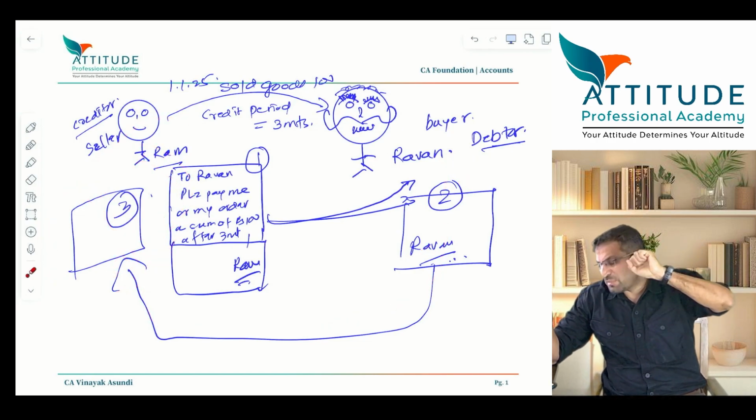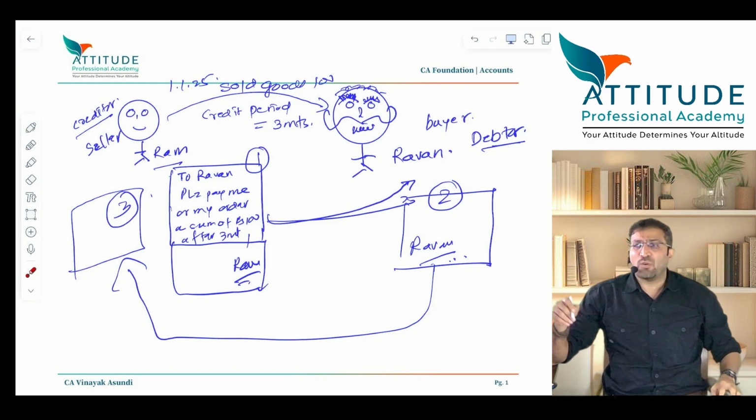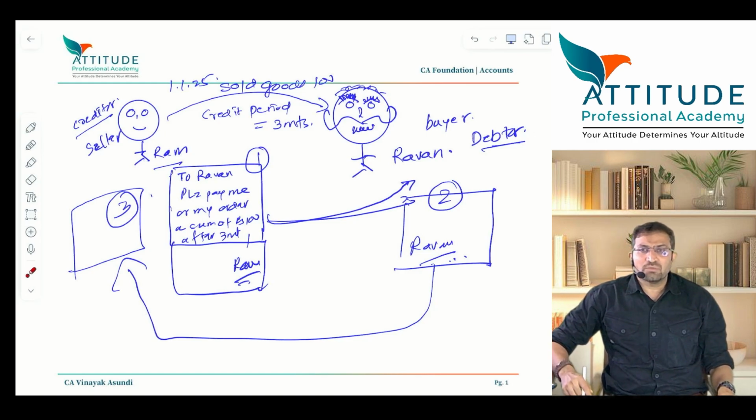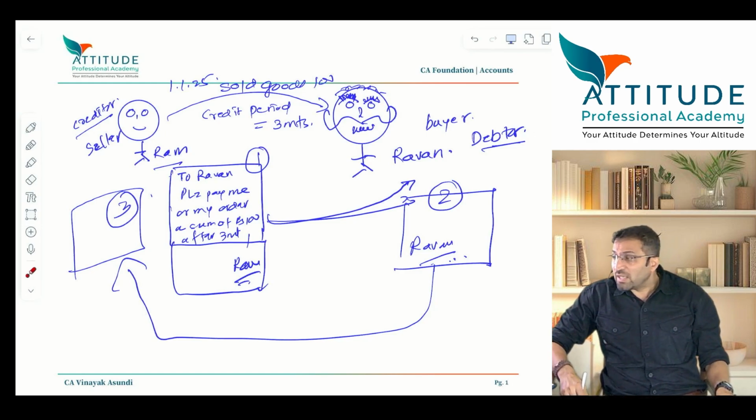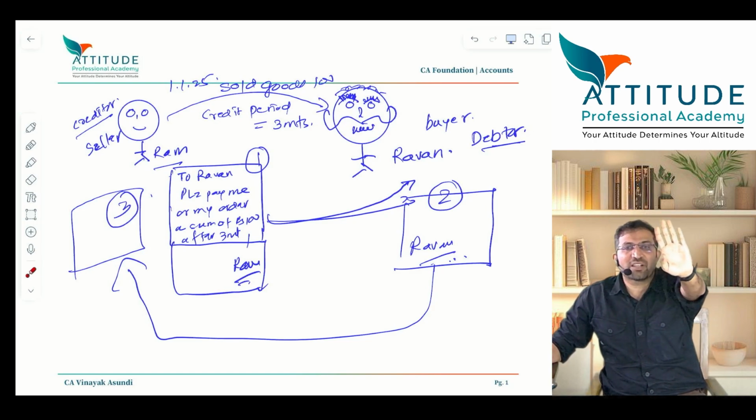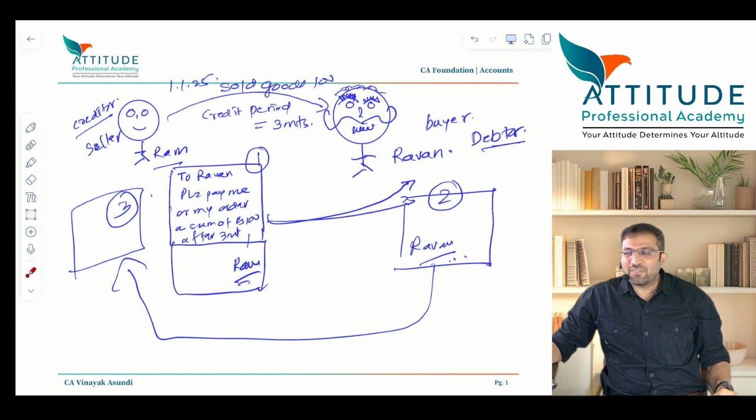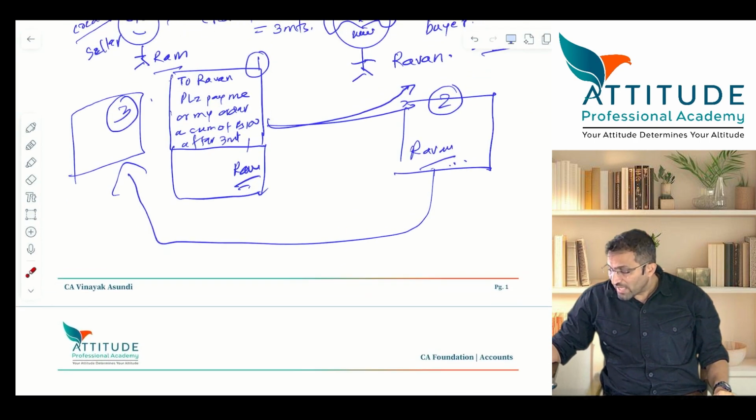3 months. But Ram says, no, I need the money right now. Can he get the money right now? The answer is yes. But he will not go to Ravan because he has given a word to Ravan, no? That I will trouble you only after how many months? 3 months. Now what can Ram do?